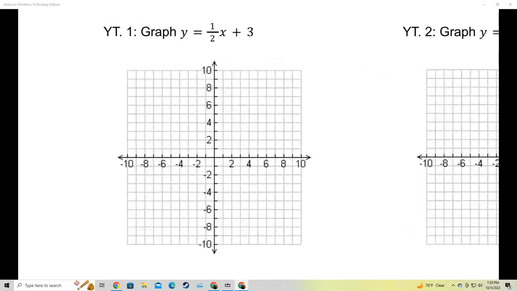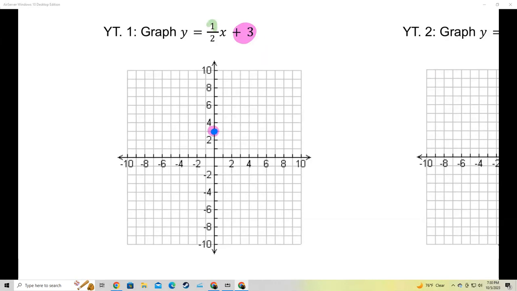Remember that it's already in y equals mx plus b form, so step number 1 is done. Step number 2, we're going to take our b, which is 3, and plot that on the y-axis. So on the y-axis, I'm going to put a dot at 3. And I'm going to go ahead and highlight it.